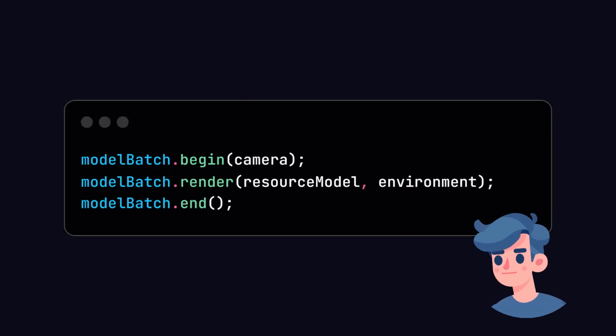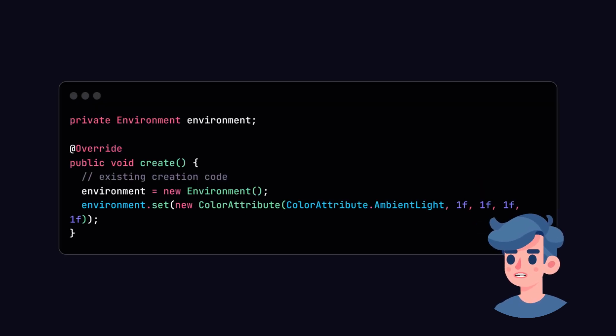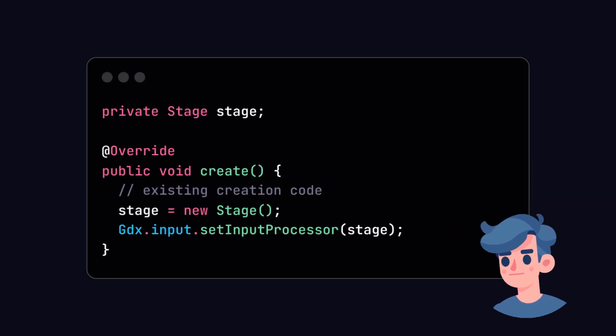Next, let's implement rendering of our resource in the game. We'll add rendering code to the render method. This will render our resource model in the 3D world based on the position of the camera. We'll need to set up an environment to handle lighting and effects. With the lighting setup, we can enhance the appearance of our resources.